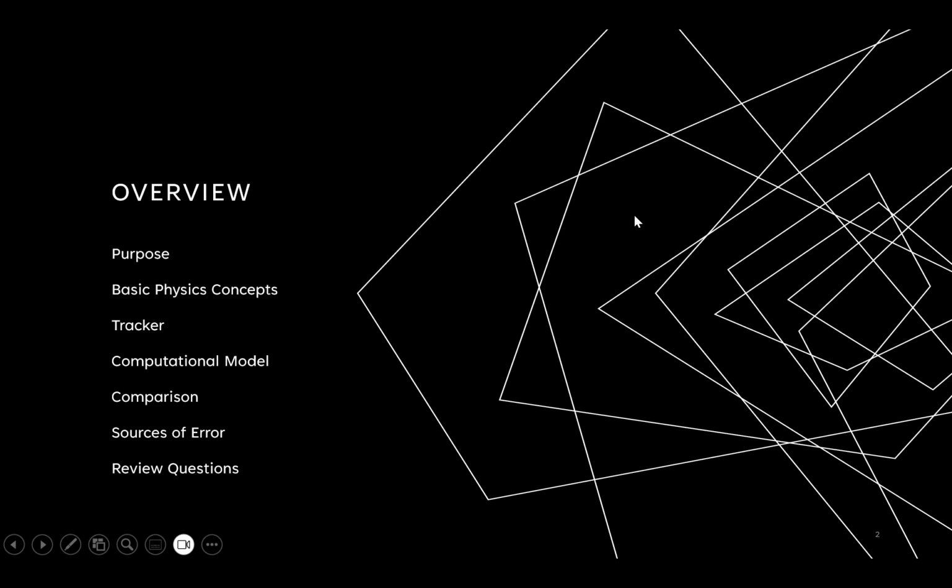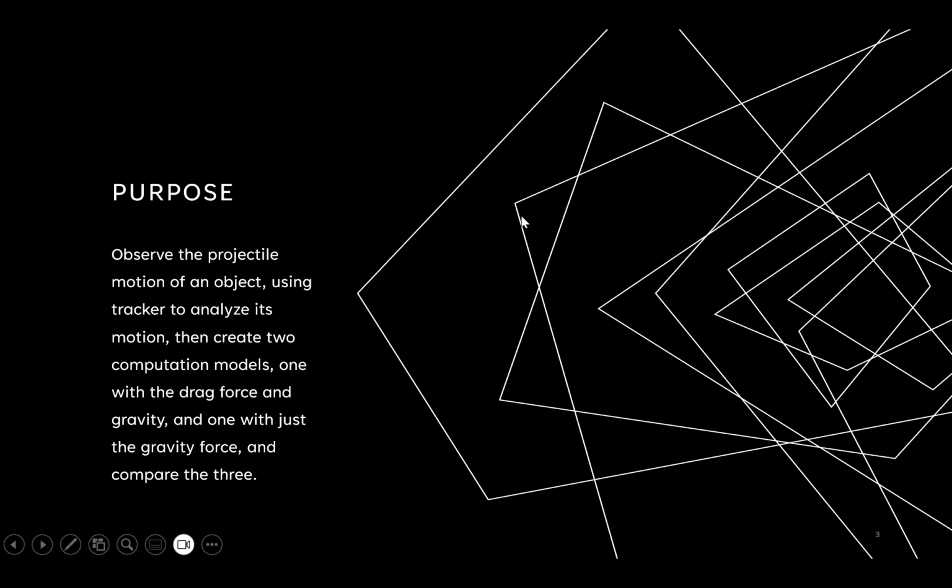As an overview, first we're going to be covering the purpose, then the basic physics concepts, the tracker software, the computational model, comparing the two, and then reviewing sources of error, and finally the review questions. The purpose of this lab was to observe the motion of an object using tracker to analyze its motion, then create two computational models, one with the drag force and gravity, and one with just the gravity force, and compare the three.